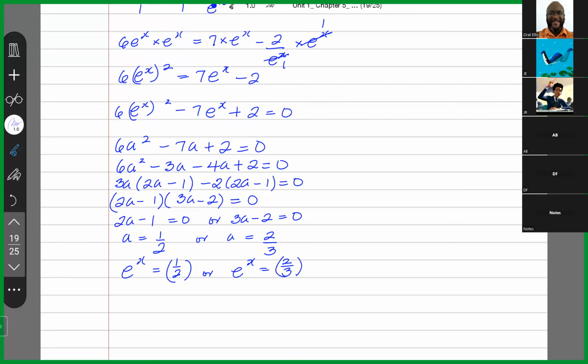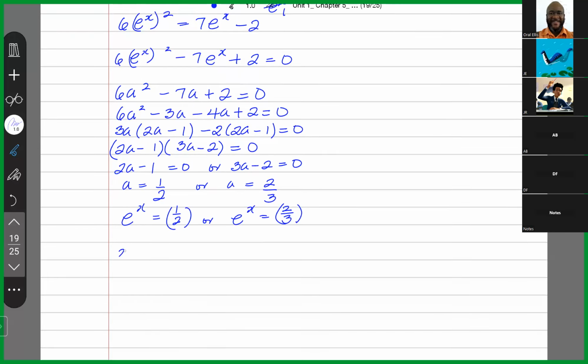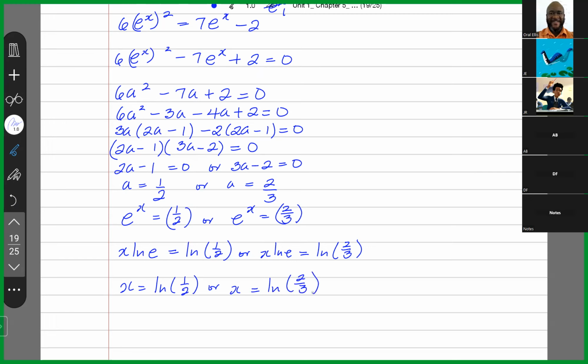Now, if I take ln of both sides, I'm going to have x ln e is equal to ln 1/2, or x ln e is equal to ln 2 over 3. Now ln e is 1, so 1 times x is equal to ln 1/2, or x is equal to ln 2/3. So these are your exact answers.